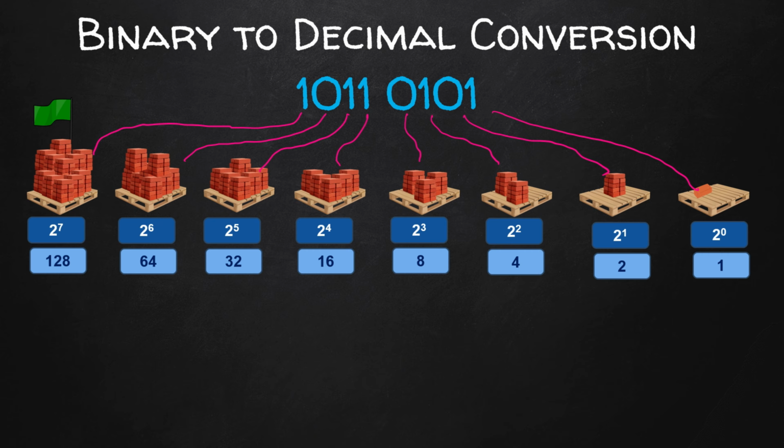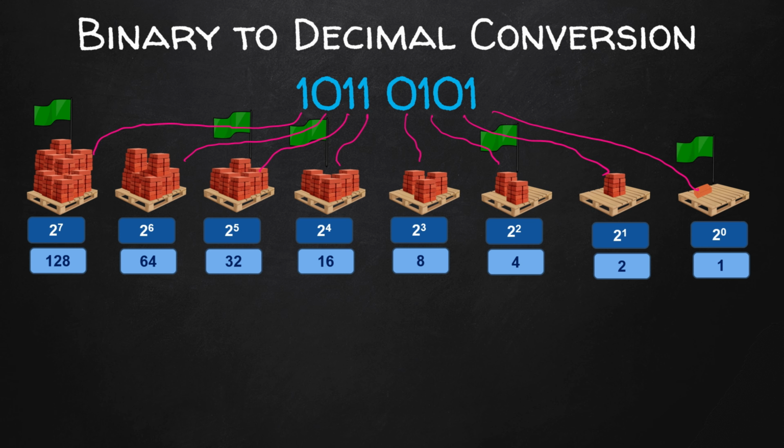Then the second one is 0, so I am not marking it. Then the third one is 1, so I am marking that group. Fourth one is 1, I am marking that group as well. Fifth one is 0, so I am not marking. Sixth one is 1, so I am marking that with the green flag. Seventh one is 0, so I am not marking. Eighth one is 1, so again I am marking with the green flag.